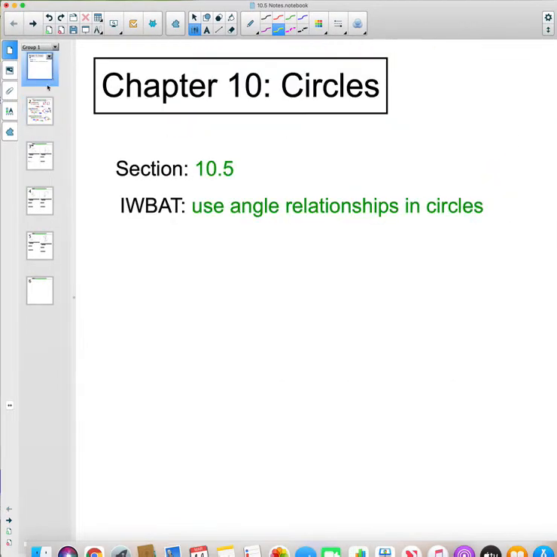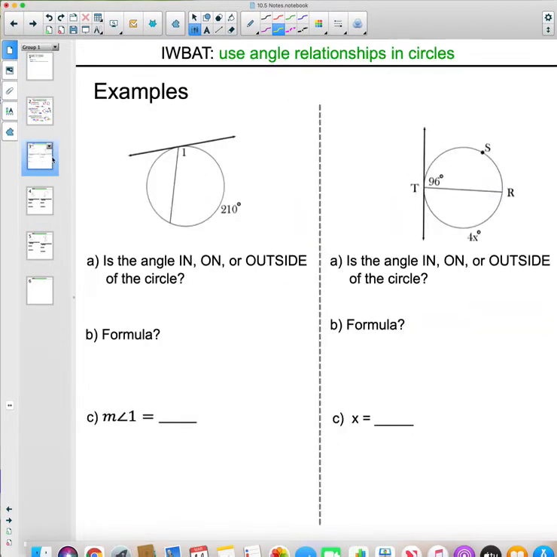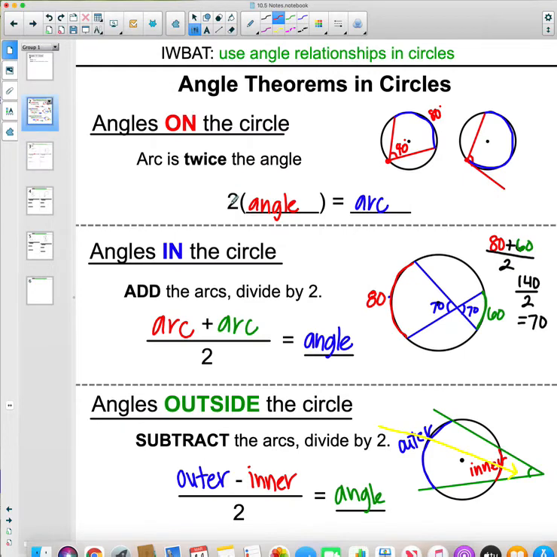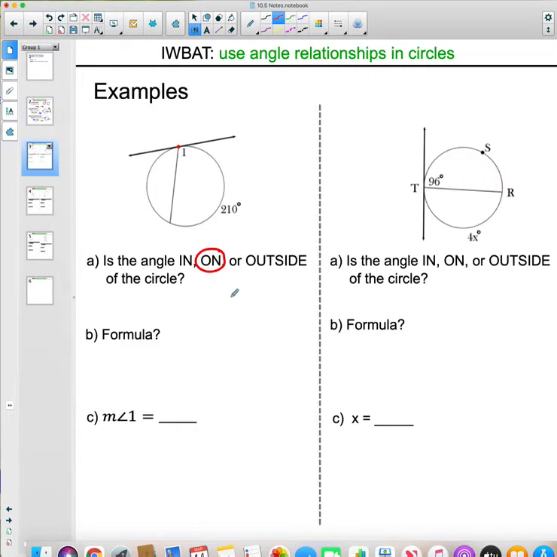Let's take a look at a couple examples here. The first thing that I think you should do is ask yourself, is it inside, outside, or on the circle? Is this angle inside, on, or outside the circle? In this case it's on. So then you would look back: on the circle, 2 times the angle equals the arc. That's our formula here. 2 times the angle equals the arc. Then let's fill in what we know.